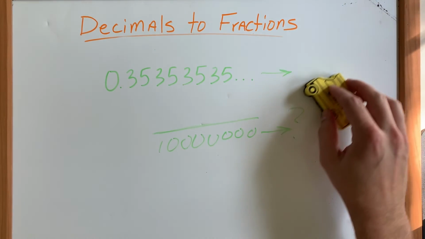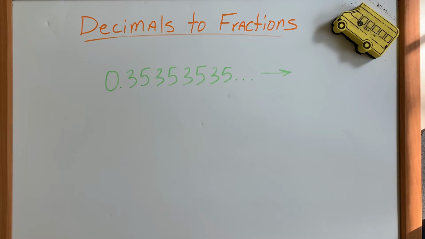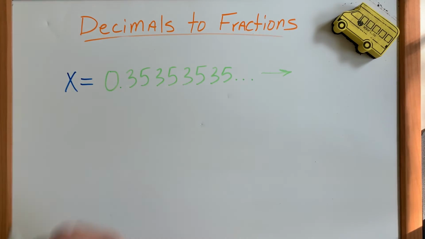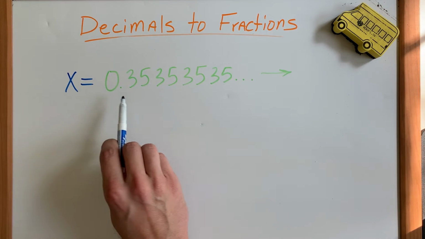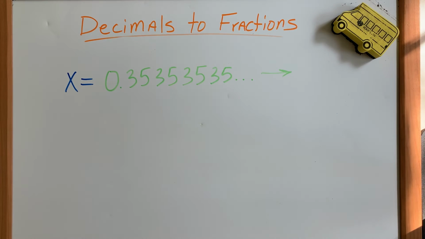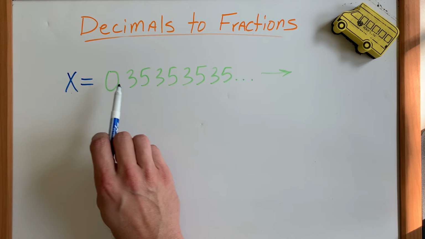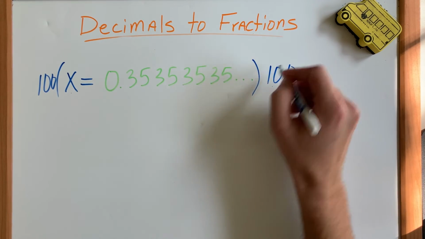What we are going to do is take this decimal and say x equals this decimal. X is a variable, and it has an assigned value, in this case this long decimal that goes on forever. Now I have an equation. This is equal to this long decimal. Let's go ahead and multiply both sides by 100.